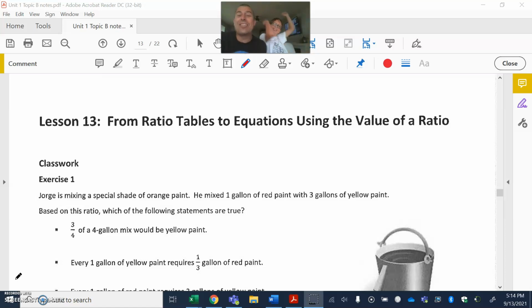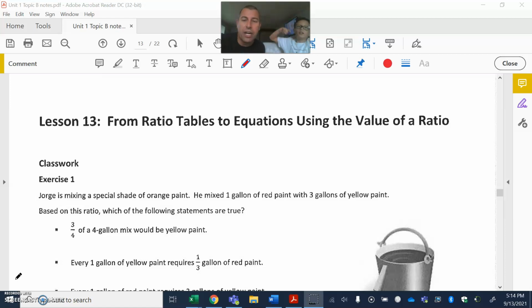All right. So lesson 13, from ratio tables to equations. Oh my goodness, Matthew. We bring letters to play with today in math. I do not know anything about this. It's okay. We got it under control.